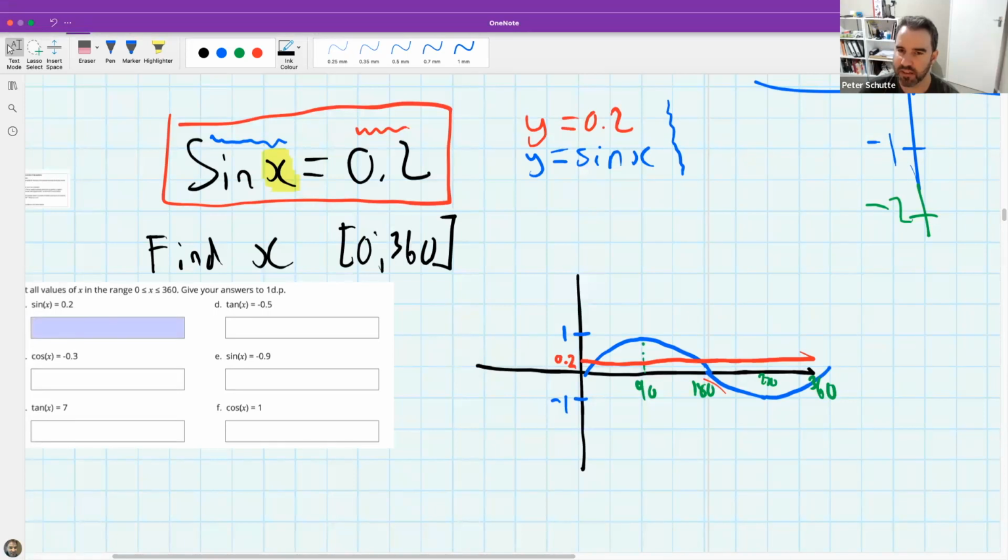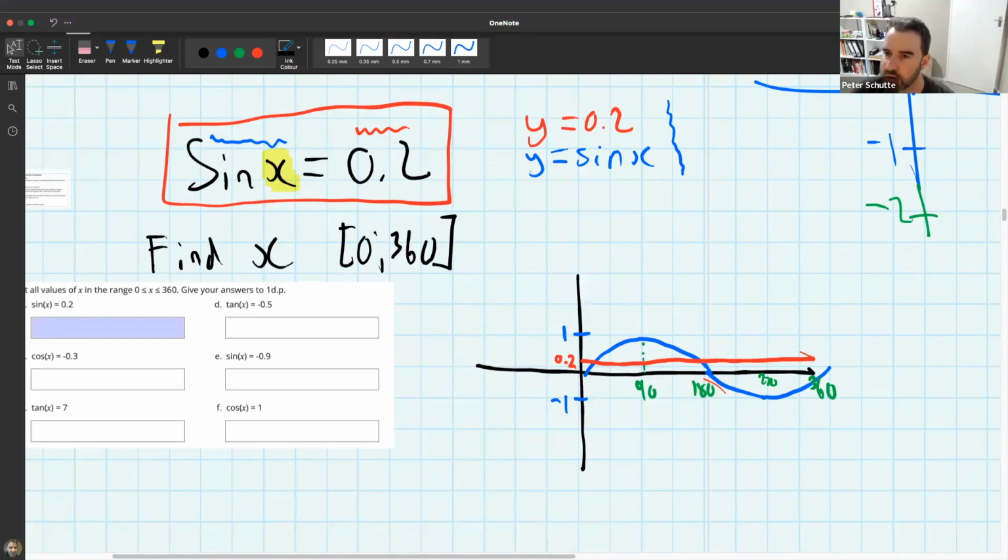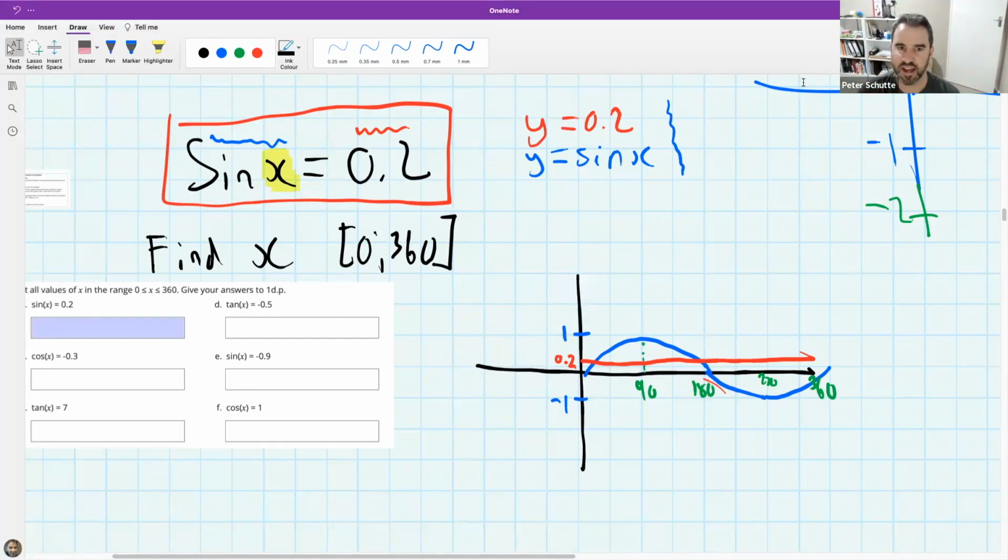Don't we normally just make them equal to each other? So what I want to suggest is it's a simultaneous equation, yes. And don't we just make the two graphs equal to each other? And that will give us the intersection points.